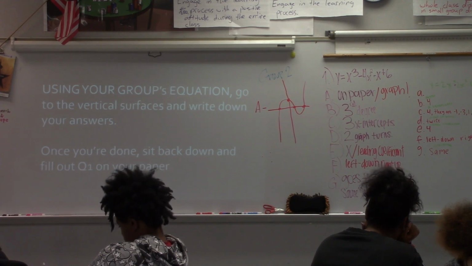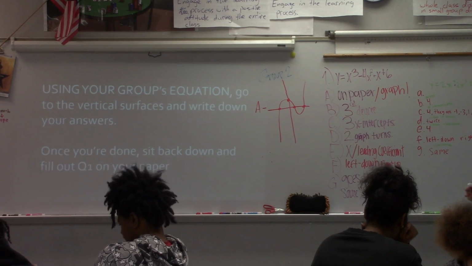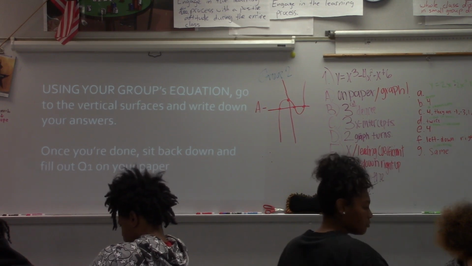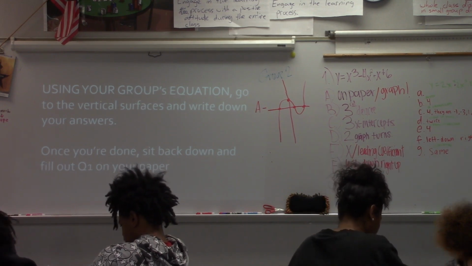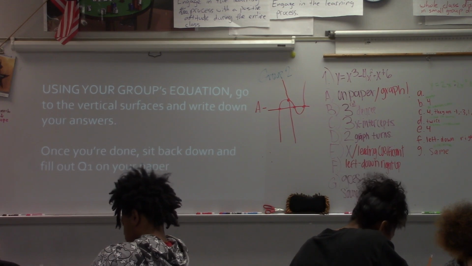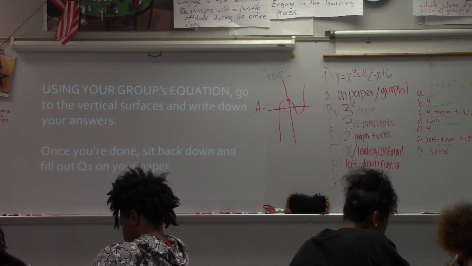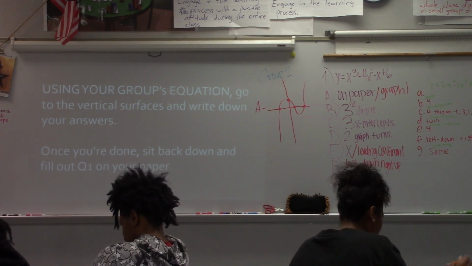Please make sure that you have your answers written down for A through G. Does anyone not have their answers written down for A through G? They should be on the board. If you have not finished writing them down, let's take a maximum of 2 minutes. Write down all of A through G. We need to move quickly though. We got stuff to do today.